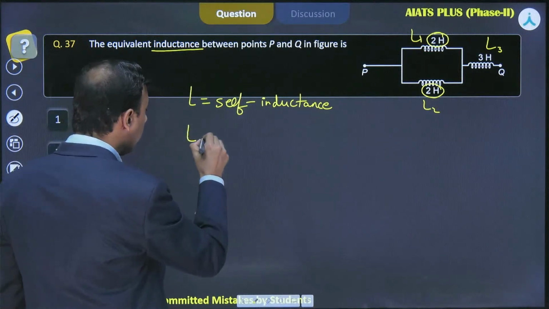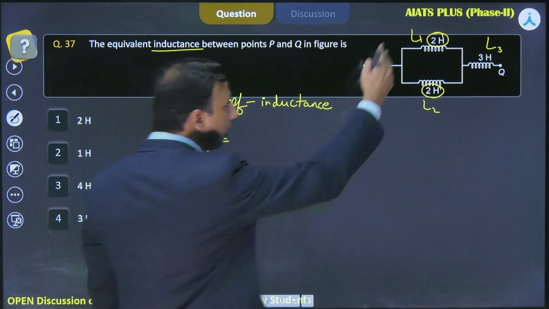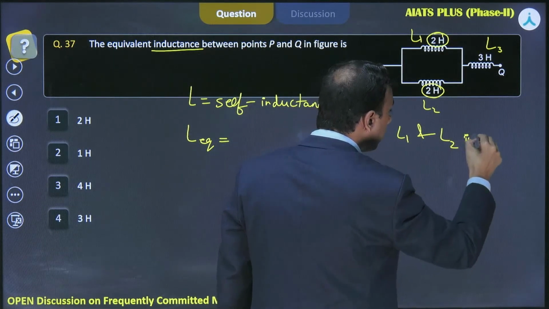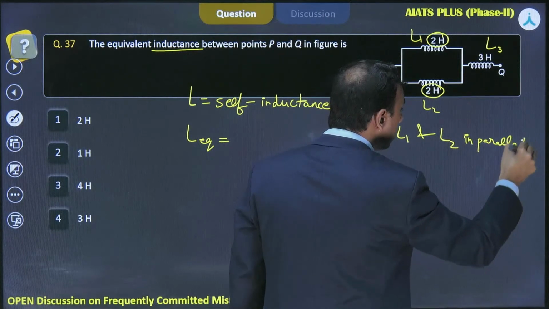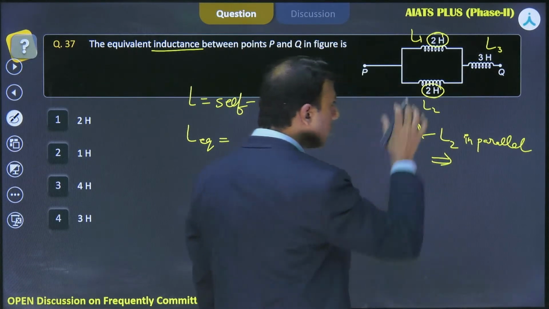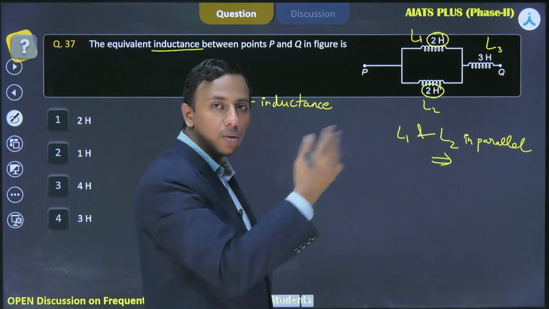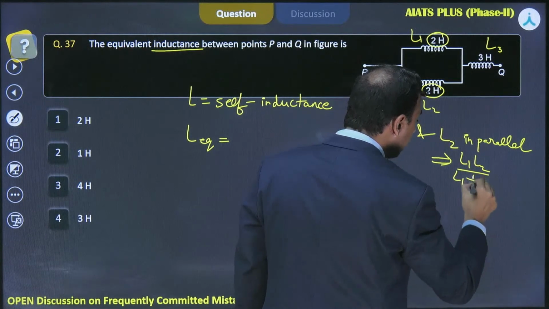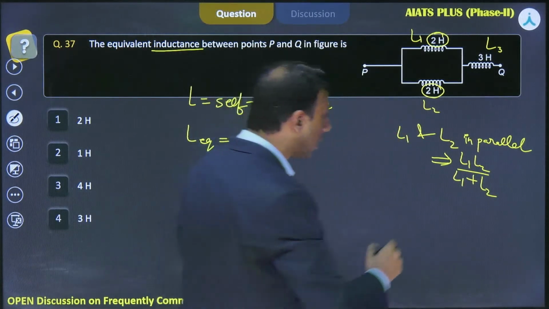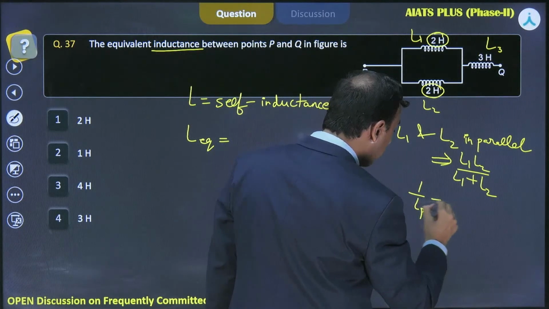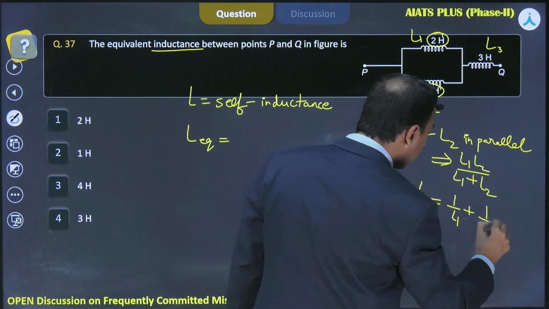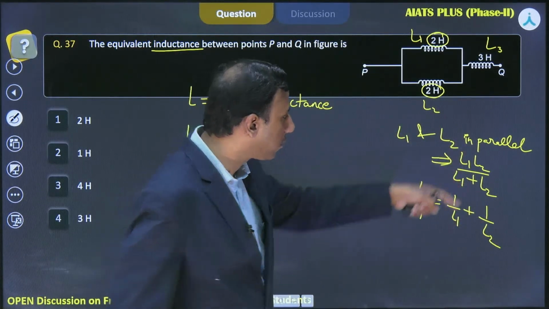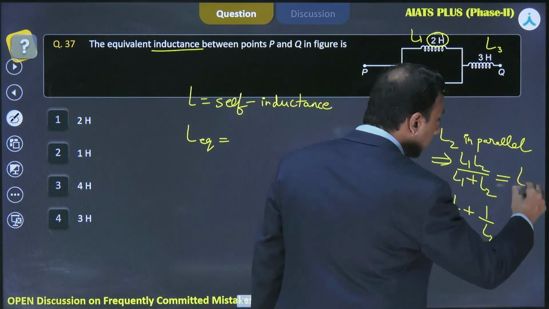So if I am writing L equivalent over here, L1 and L2 in parallel, which means the equivalent would be L1 L2 upon L1 plus L2, right? How did we get this one? 1 by L parallel is equal to 1 by L1 plus 1 by L2. So if you take the LCM and solve it, you will get this one, okay? This is for your L parallel.